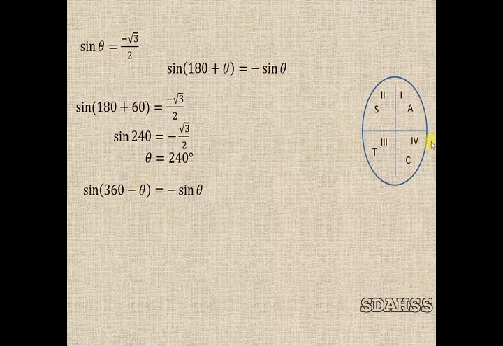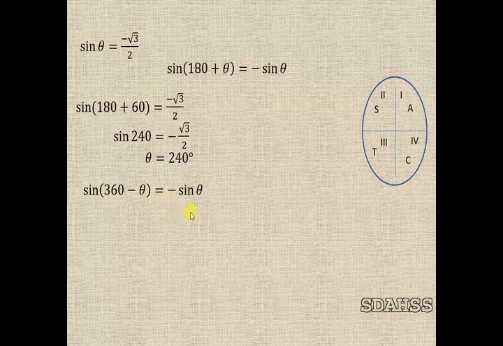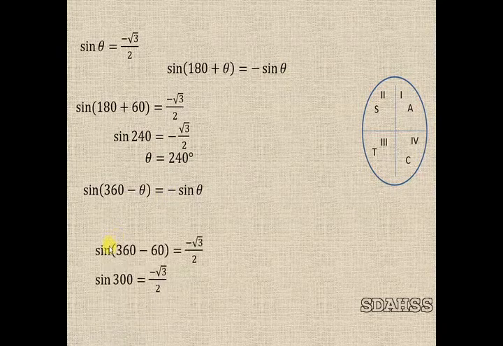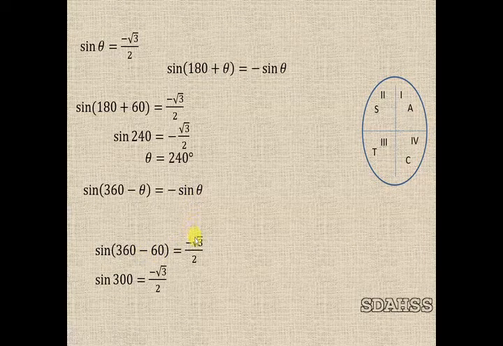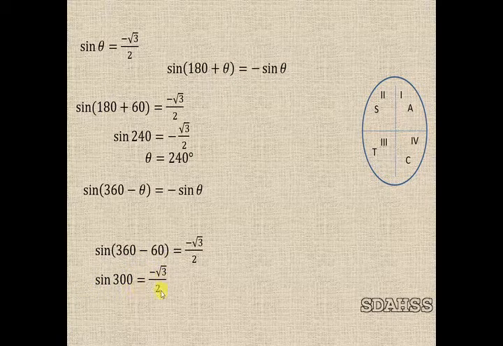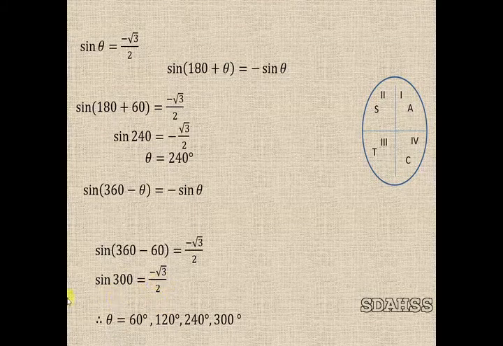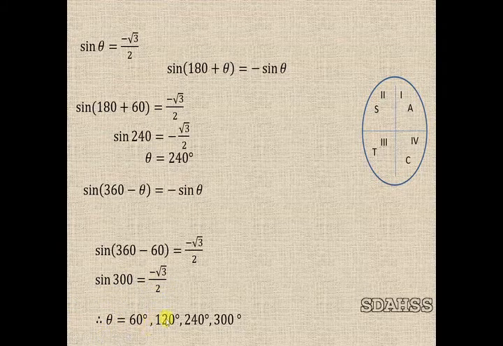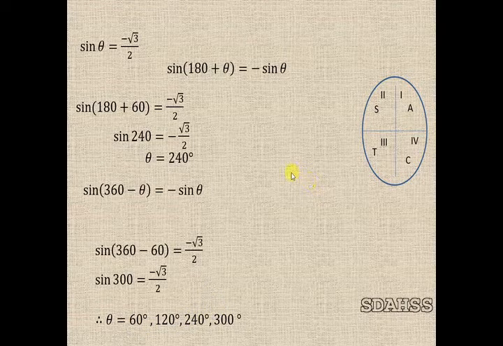Then sin 360 minus theta is equal to minus sin theta. In the place of theta you have to substitute 60. Sin 360 minus 60 is equal to minus root 3 by 2. 360 minus 60 means 300. Sin 300 is equal to minus root 3 by 2. Now we got four angles, that is 60 degree, 120 degree, 240 degree and 300 degree.